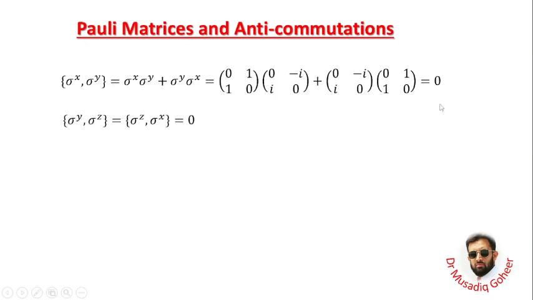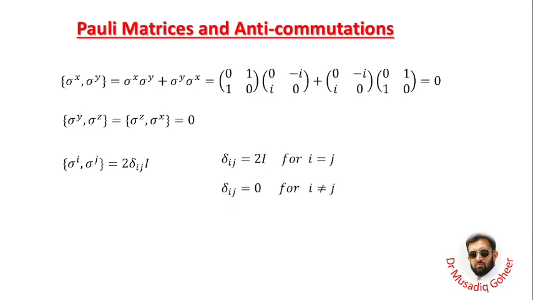Similarly, the anti-commutators of sigma y with sigma z, and sigma z with sigma x, are equal to 0. So in general, when we replace x, y, z with dummy indices i and j, we can write it as 2 delta ij I. I is the identity matrix and delta ij is the Kronecker delta. Delta ij will be equal to 1 if i is equal to j. It means that if sigma x anti-commutes with sigma x, then the result will be 2I, where I is the identity matrix.